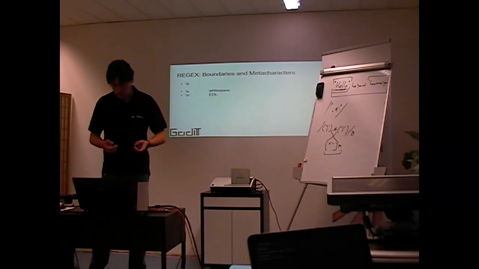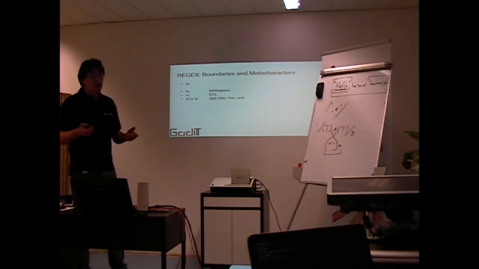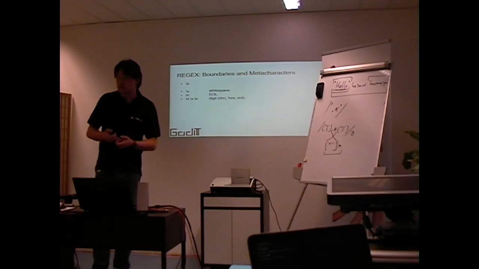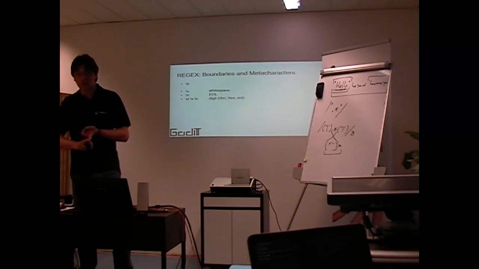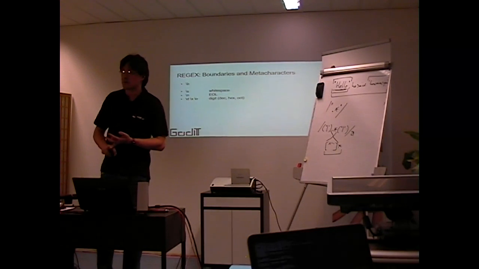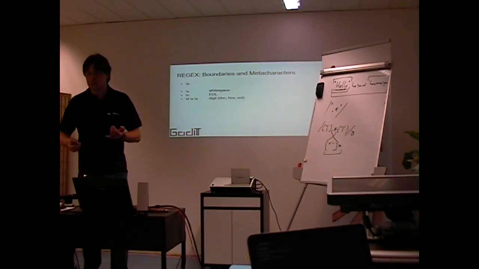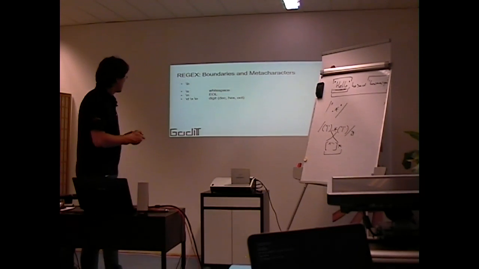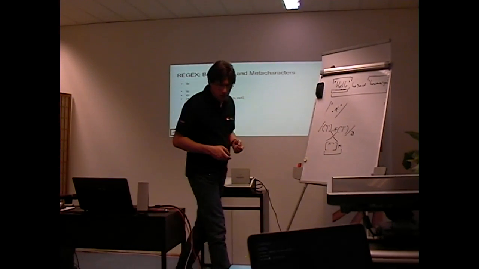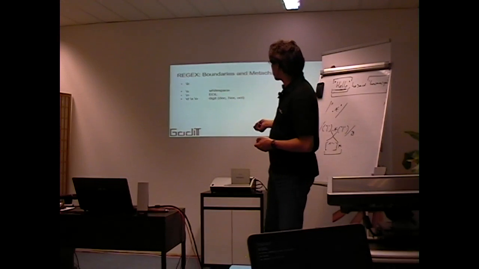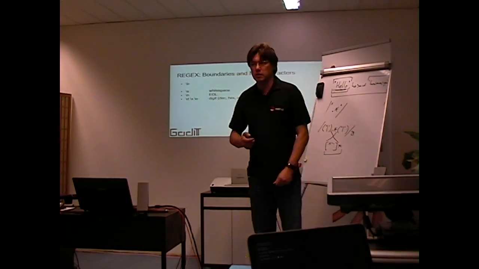Digits. As we all know, in computers we have three types of digits, especially in Linux and Unix. We have decimals, hexadecimals, and octal. We also have binaries, but that's only 0 and 1. We don't need a meta character for that. For decimal, hexadecimal, and octal digits, we have meta characters, the \d, \x, and the \o.